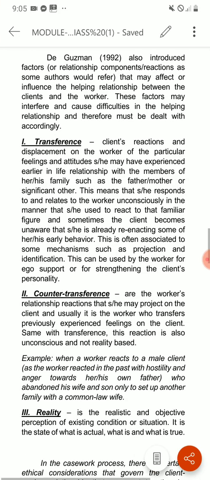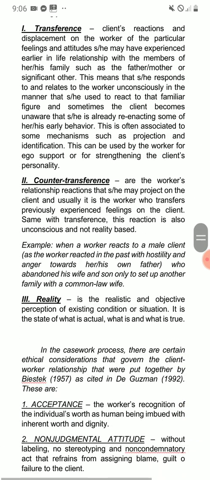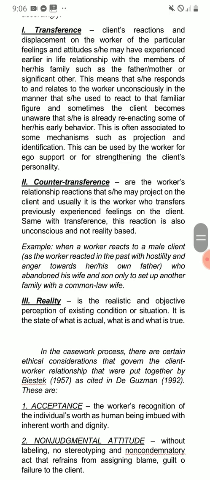So, next we have these two, the transference and the counter-transference. Ito po ay usually hindi maganda. Ito po ay possible na makapaghinder ng treatment na pwede nating gawin kay client. Kasi hindi po pwede na makita ka ni client na tatay niya. Hindi po pwede yon. Hindi rin po pwede na makita mo si client as your father. Hindi po iyon pwede.